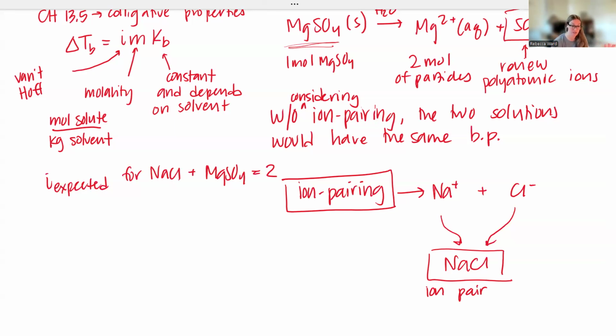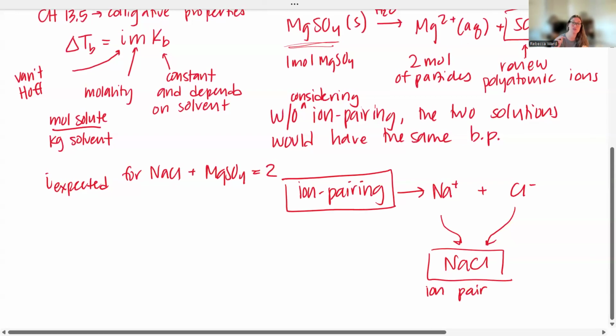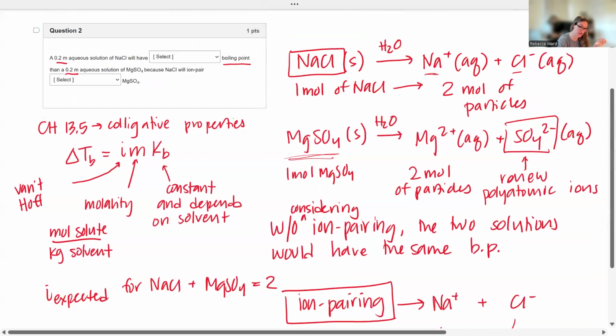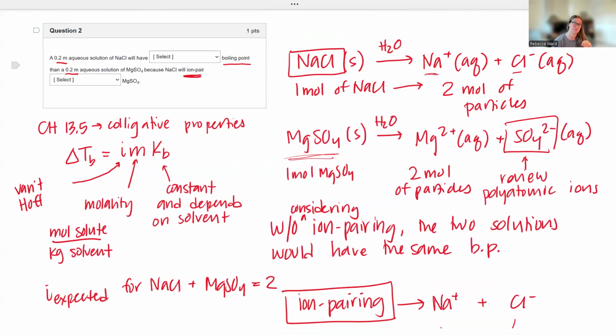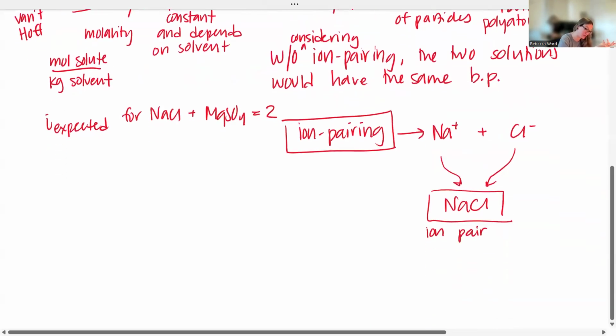Initially I said our i expected is 2, because we're doubling the number of particles. Now that 2 is an overestimation, because some of these Na+ and Cl- ions are actually coming together to be 1 particle. So we have to consider this ion pairing contribution. The key in this question is to compare the ion pairing between NaCl and MgSO4. Which will ion pair more?